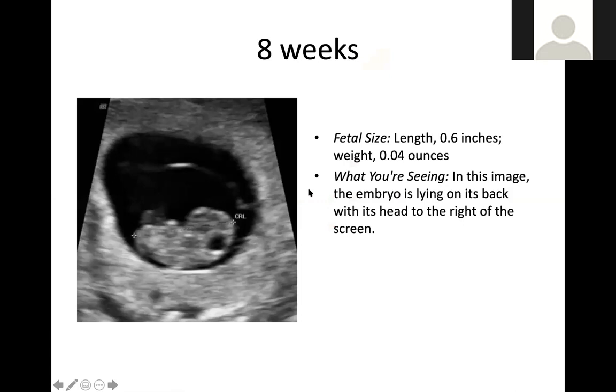Here's an ultrasound picture at 8 weeks. The fetal size is now 0.6 inches. So we're still in that first trimester, because at the end of the first trimester, we're going to be 1.5 inches here, and 0.04 ounces. What you're seeing in this image, the embryo is lying on its back, so the dorsal side is down, and its head is to the right of the screen. So this would be the head over here.